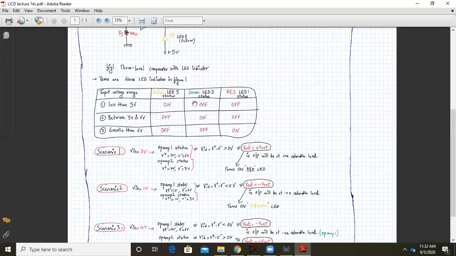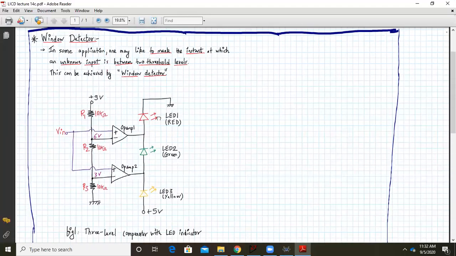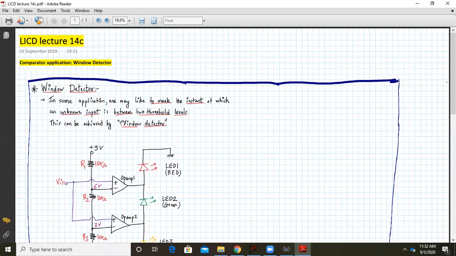Okay. So I think that's it for this session. We have seen the window detector working in detail. So next time we'll see another op-amp circuit working as a nonlinear application.